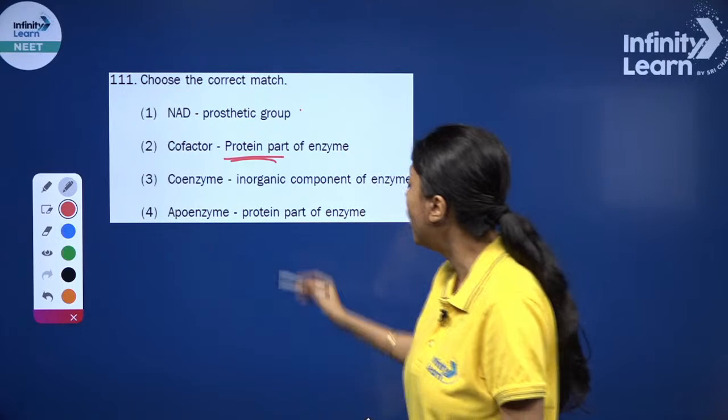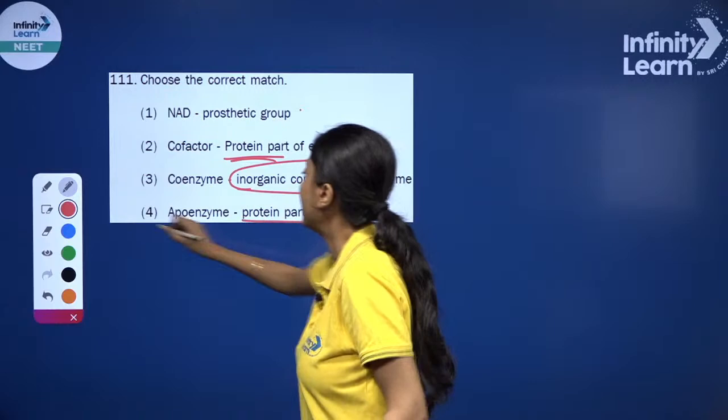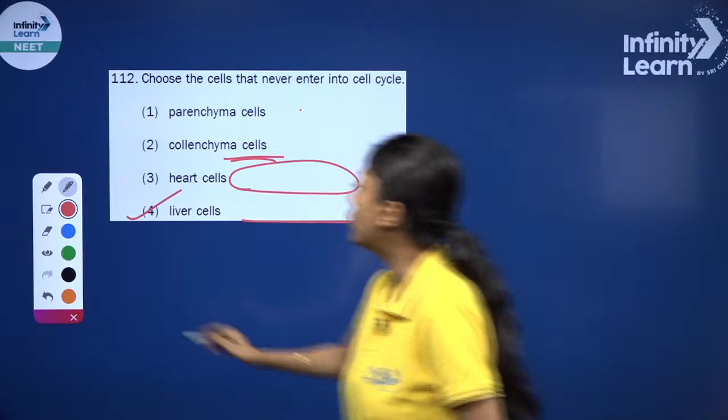This is also not correct. Coenzyme is not the inorganic component of the enzyme. Apoenzyme is the protein part of the enzyme, and this is the correct match, right? Moving ahead to the next question.